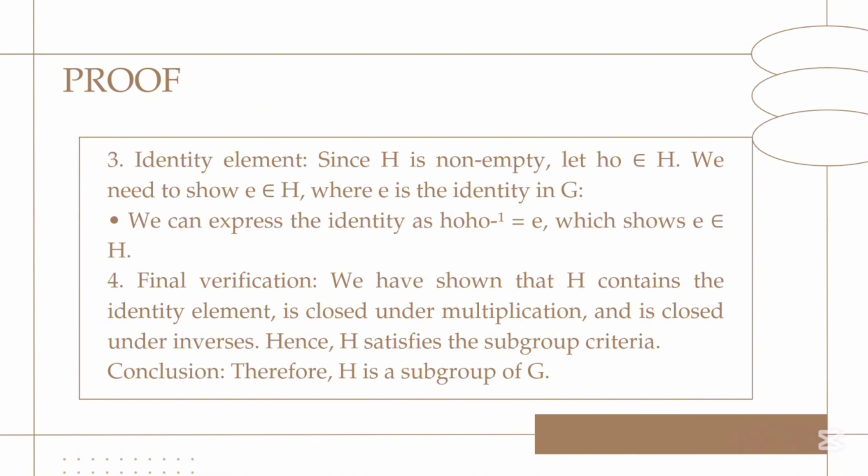Next is the final verification. Finally, we will verify that H meets all the criteria necessary to be considered a subgroup. We have shown that H contains the identity element. We established that H is closed under the group operation, as demonstrated in our closure proof. Additionally, H is closed under taking inverses, which we confirmed earlier. Having established these three key properties, we conclude that H indeed satisfies all the conditions required for a subgroup of G.